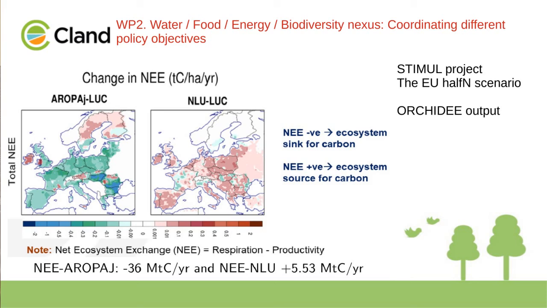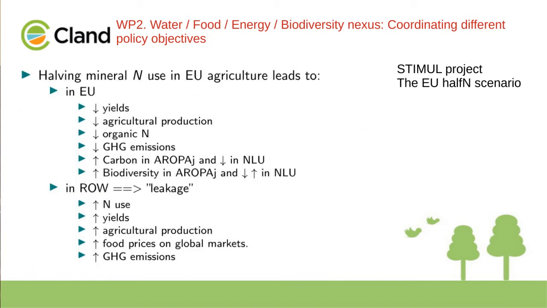So you can see here the global results. It is still a work in process. So these are not our final word on the matter. Overall, what our simulations tell us is that in the European Union we will have lower yields. Globally, at the European scale, agricultural production is going to be reduced. Most surprisingly, we have less organic nitrogen, and on this the two models agree. And we'll have a reduction in greenhouse gas emissions at the European level.